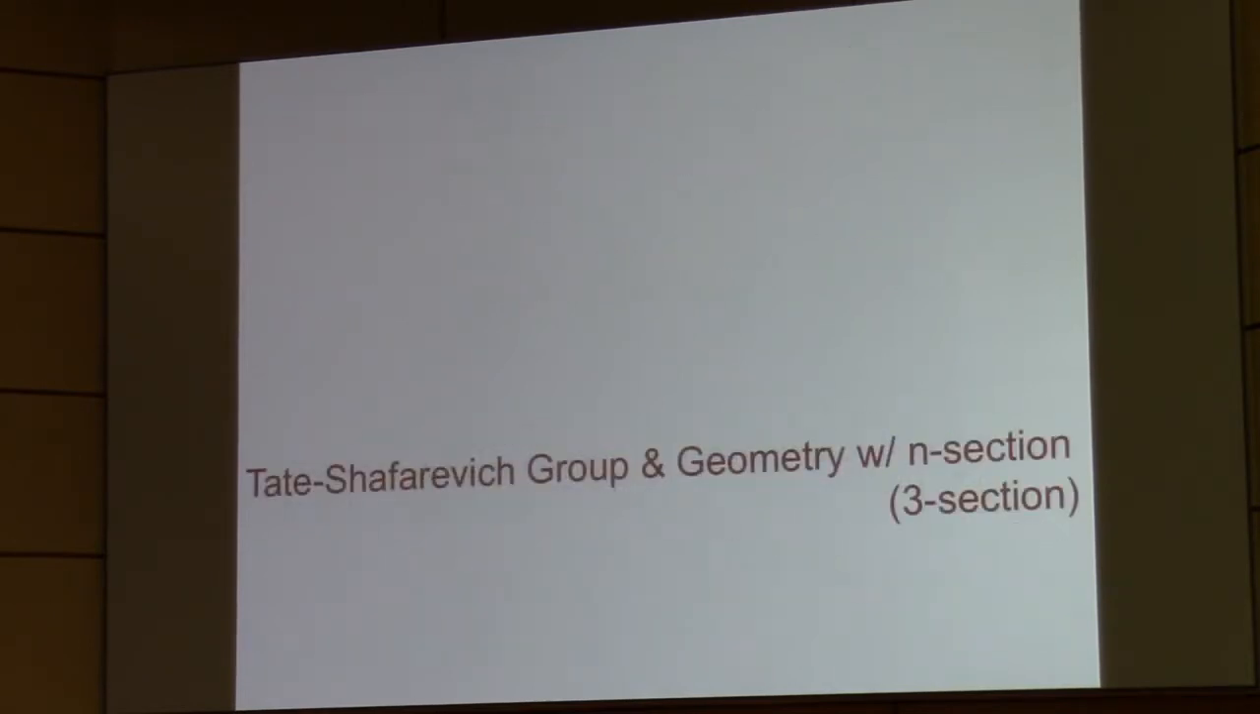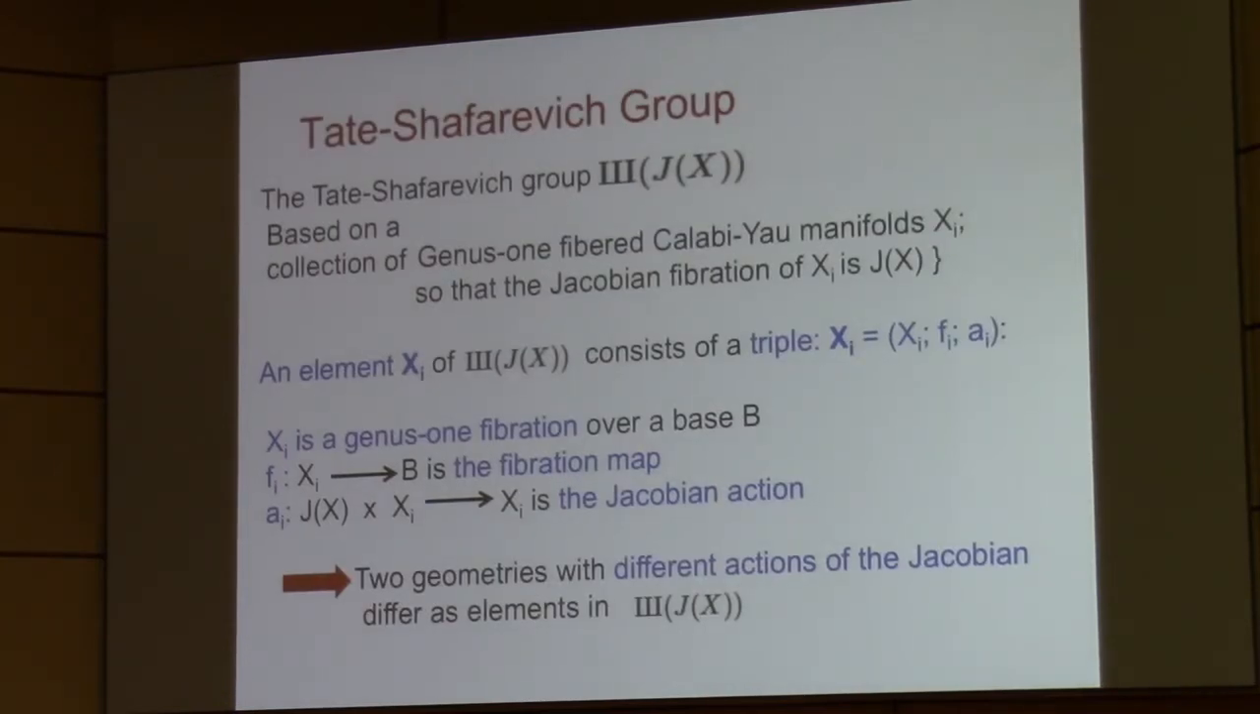Now I have 2 minutes where I would also like to highlight the role of what we call the Tate-Shafarevich group in the constructions of these geometries that have n-sections. My focus, as I said, is on Z3 symmetry, and is going to be associated with the geometry that has only 3 sections. So as Ron taught us, the key feature of the Tate-Shafarevich group is that it's based on a collection of geometries, elliptically fibered Calabi-Yau manifolds that have multi-sections. So it's a collection of genus 1 fibered Calabi-Yau manifolds, but they all have the same Jacobian fibration.